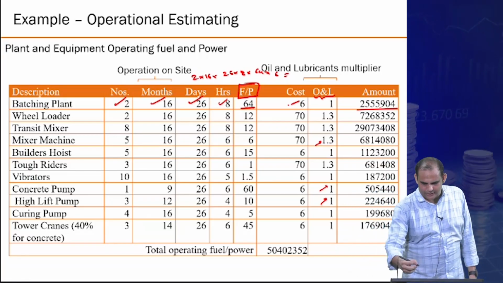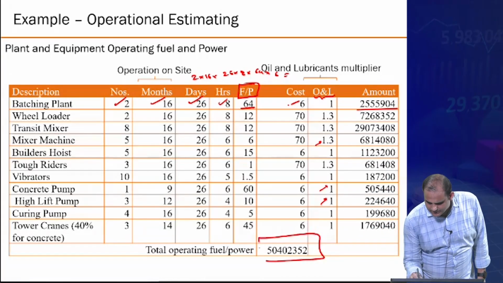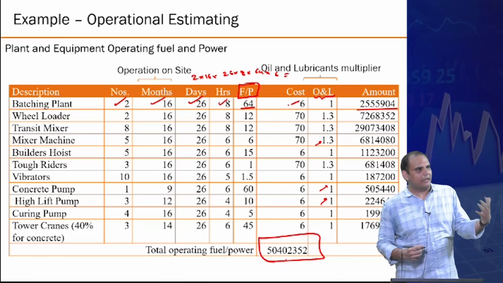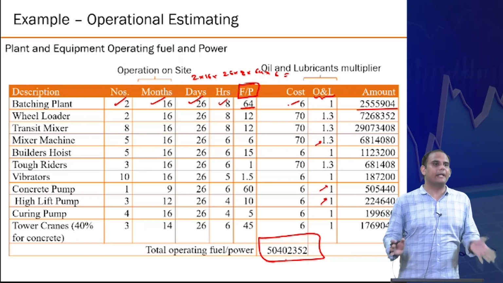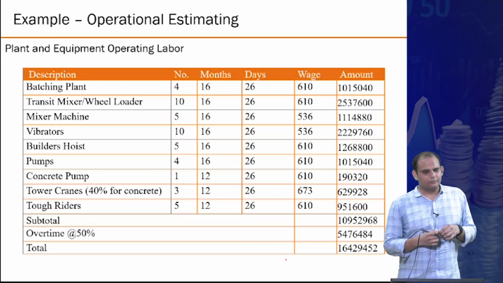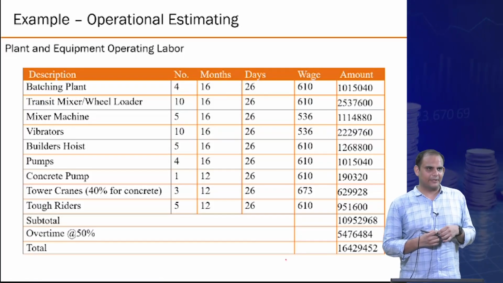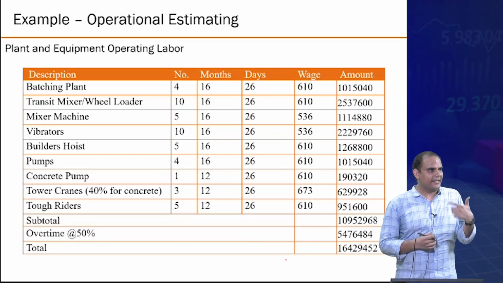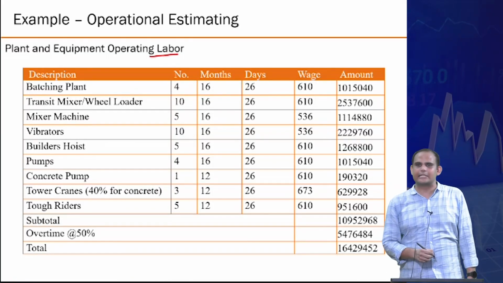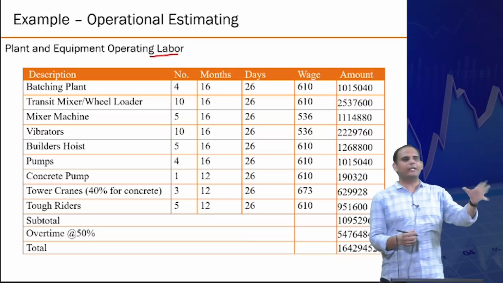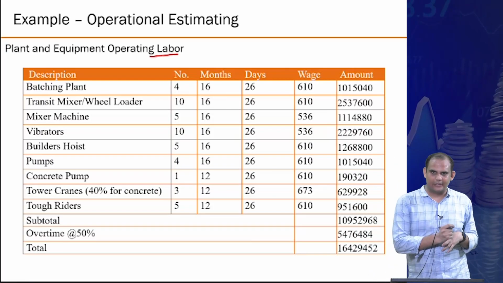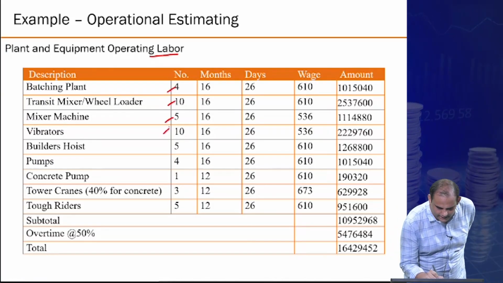Similarly, you keep on adding. So this is how much money you will require just for fuel and power and oil and lubrication of operating these equipments. But machinery also requires humans. So that is where you need to decide how many skilled workers, or what kind of crew, is required to support each of these equipment. That's where your numbers are.